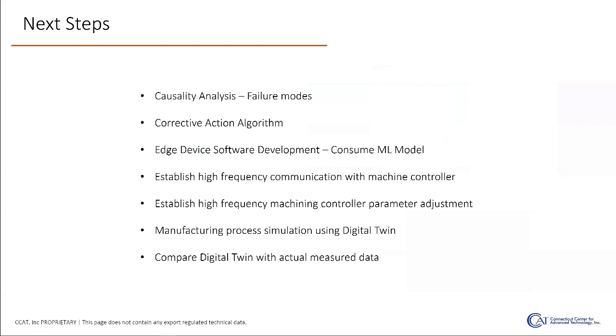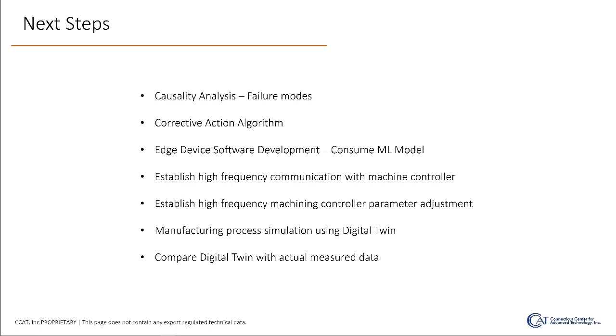Thanks. So the next steps that we have here are obviously we're generating the model. We want to be able to consume that model for corrective action. So we have to go through a failure modes analysis. So what's causing the inaccuracy? Corrective action algorithm. So what do we control on the machine? We're looking at 3 variables: the tool radius offset, the speed override, and the feed override. So what percentage of one of those 3 variables do we adjust?